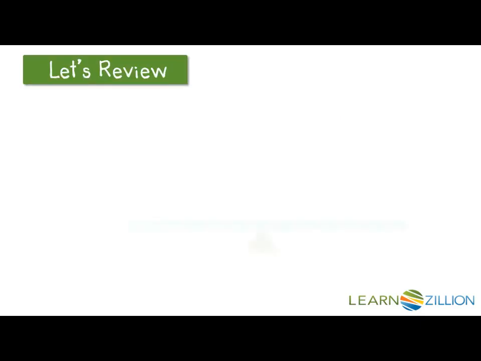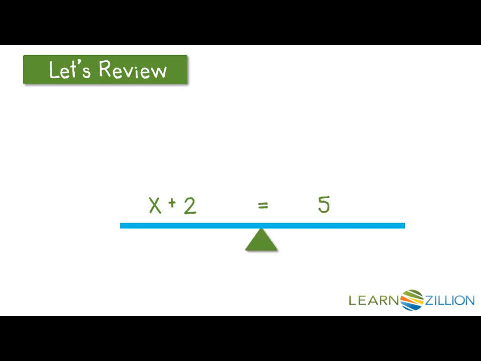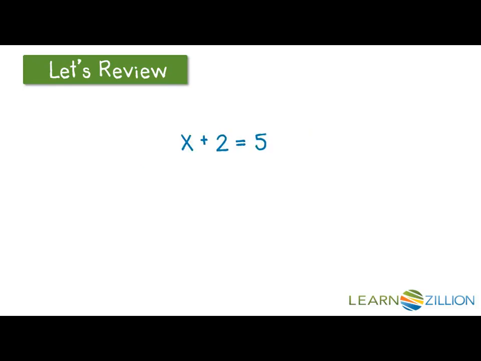Let's review. An equation is similar to a scale. Both sides of the scale have to be equal in order for the scale to balance. The properties of equality say that I can add, subtract, multiply, and divide the same number to each side of the equation and it will be true. So in the equation x plus 2 equals 5, I'm going to subtract 2 from both sides of my equation. This leaves me with x is equal to 3. So it looks like 3 is a solution to this equation.